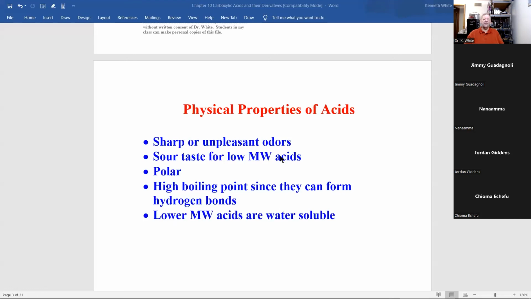Now the lower MW, meaning molecular weight, how many carbons, has a sour taste. Vinegar is sour, it's a low molecular weight carboxylic acid. Now it's polar, and I'll teach you later in the semester what that means. And they have high boiling points because they can hydrogen bond. And the lower molecular weight carboxylic acids, like vinegar, 2 carbons, are soluble in water. When you get to things like stearic acid and oleic, they are and are not really.